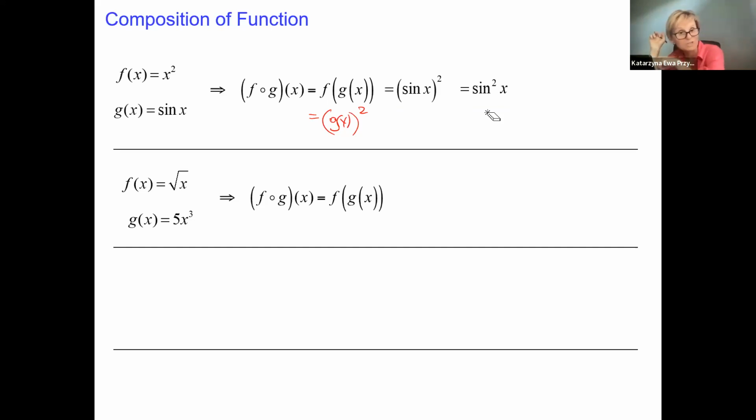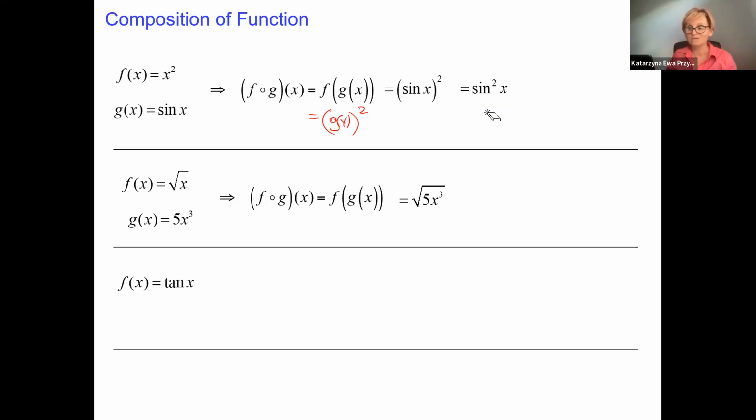F compound with g. Now f is square root of x. But we don't want x, we want a new function inside the square root. The composition will be, I hope somebody's typing, square root of g of x. Yes, thank you, correct. Square root of 5x cubed. Yes, cubed.